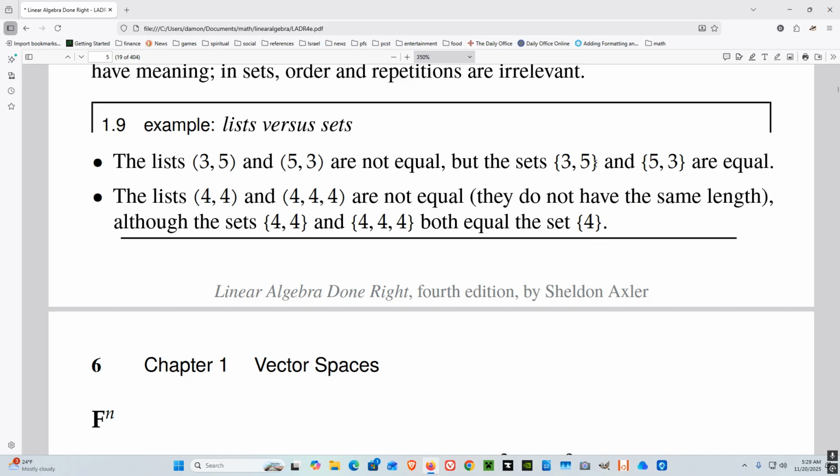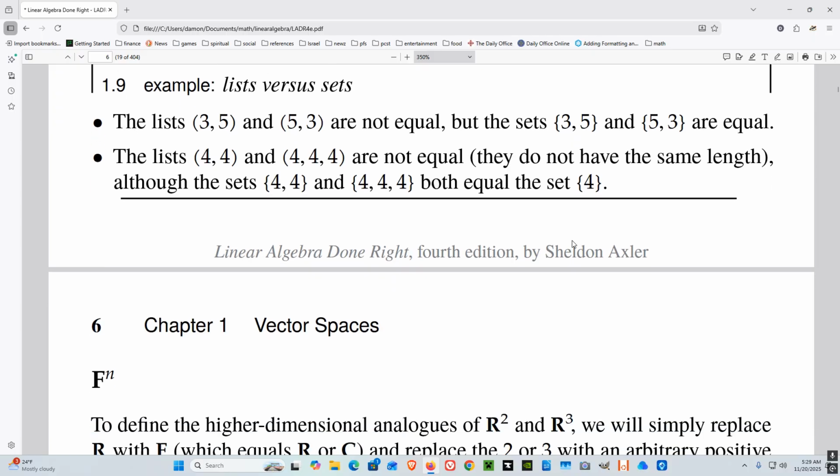Because 3 and 5 are the same elements of the sets. But the elements in order are different, so the lists are different. The list 4, 4 and the list 4, 4, 4 are not equal. Their order and length have to match. They do not have the same length. Although the sets {4, 4} and {4, 4, 4} are both equal to the set {4}.